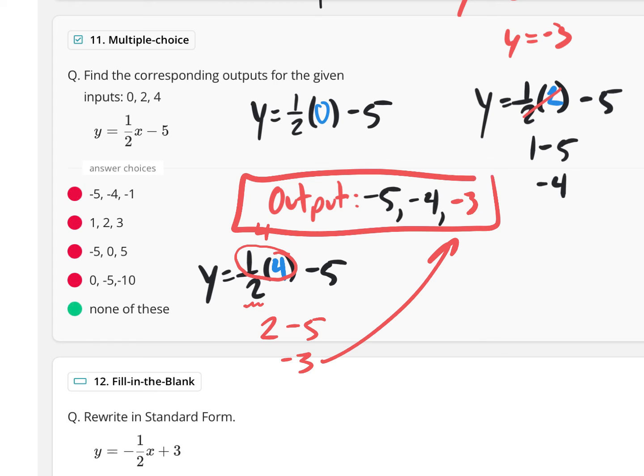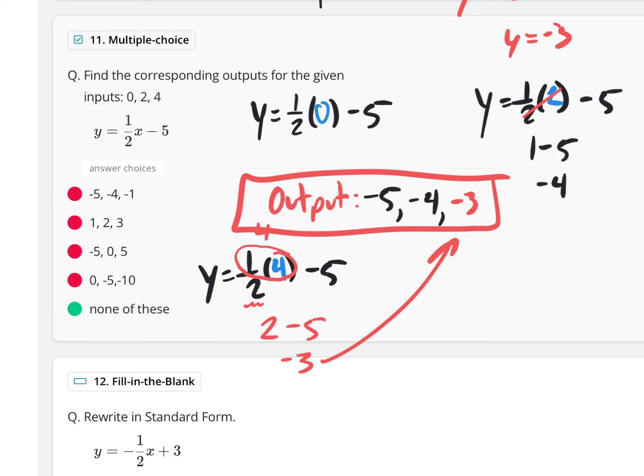So I'm looking for these outputs right here: -5, -4, -3. I have a -5 and -4, but that's not a -3, so that's not it. And actually, that's none of these, right? None of these are the correct answer. What you should have seen is -5, -4, -3. There are a lot of "none of these" on this practice. There probably won't be that many on the actual quiz.